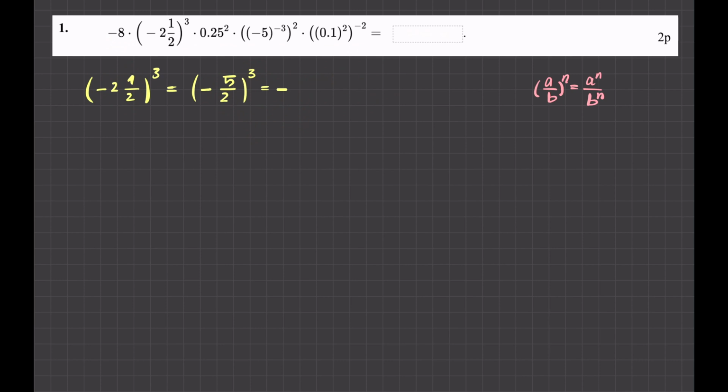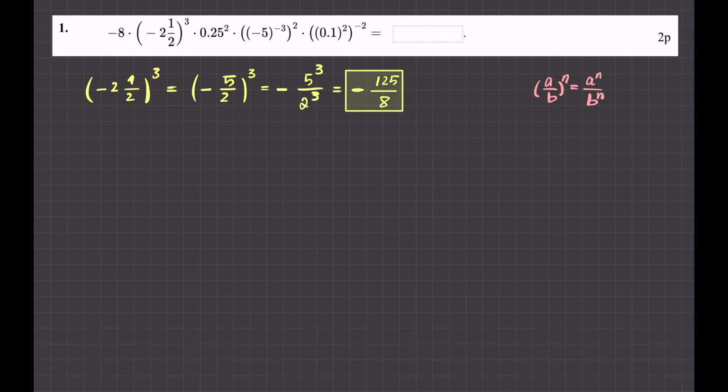So I will do this. I put the minus sign here because this is odd, and then I would write 5 to the power of 3 divided by 2 to the power of 3. But that is very easy. I put the minus sign here. 5 to power 3 means 5 times 5 times 5. If you do that, it becomes 125. And then 2 to the 3 means 2 times 2 times 2, which is 8. So that is the answer to the first part.